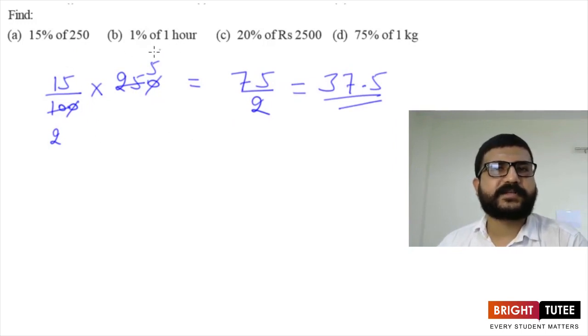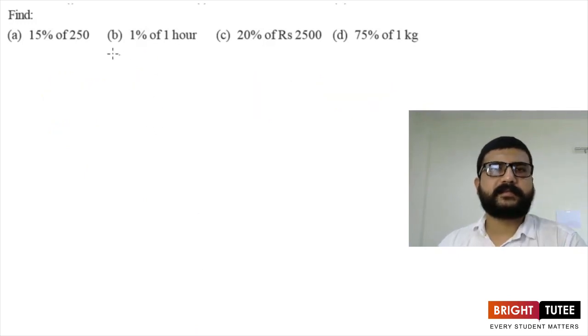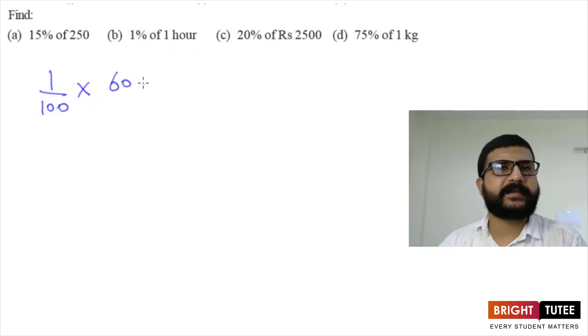Now let's move to the next question. The next question is 1% of 1 hour. So what we have to find? 1% means 1 upon 100. Of means multiplication, and then we are having 1 hour. 1 hour can be replaced with 60 minutes as well. So this is 1% of 60 minutes.